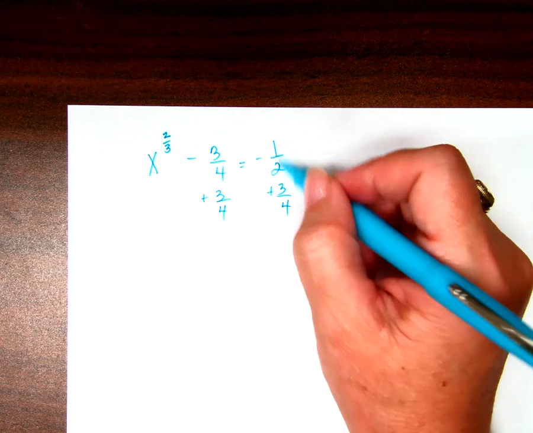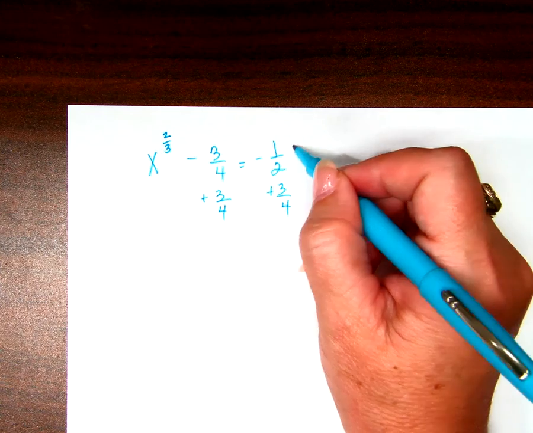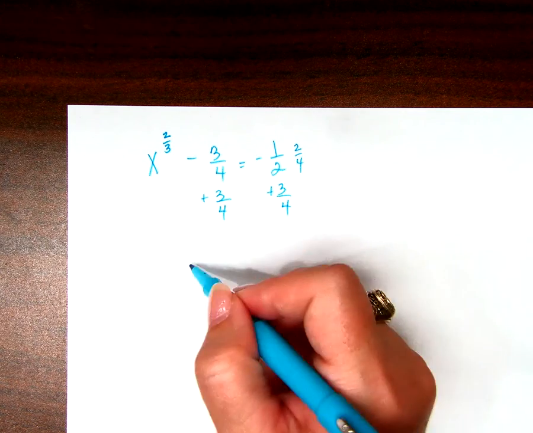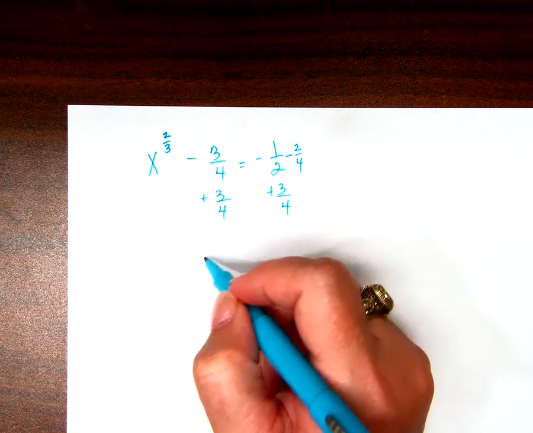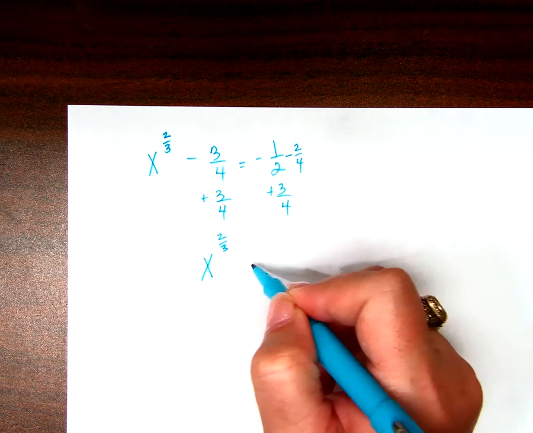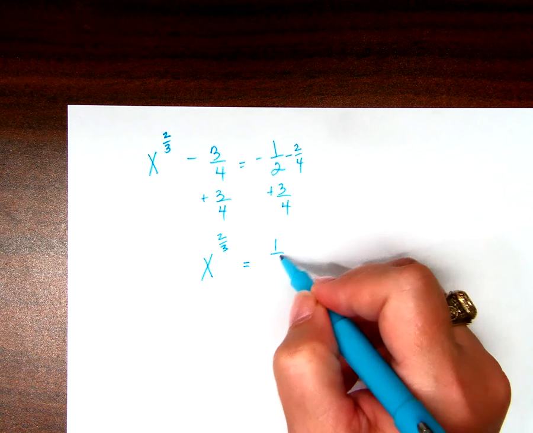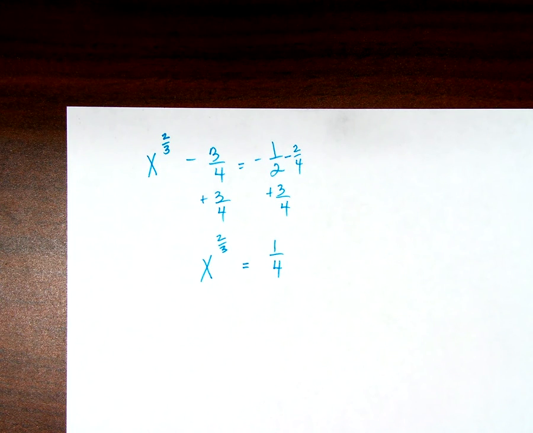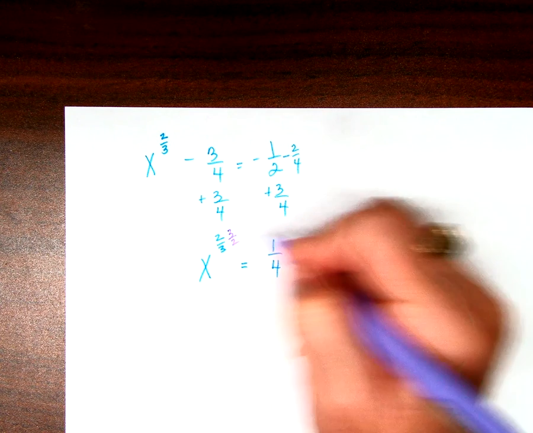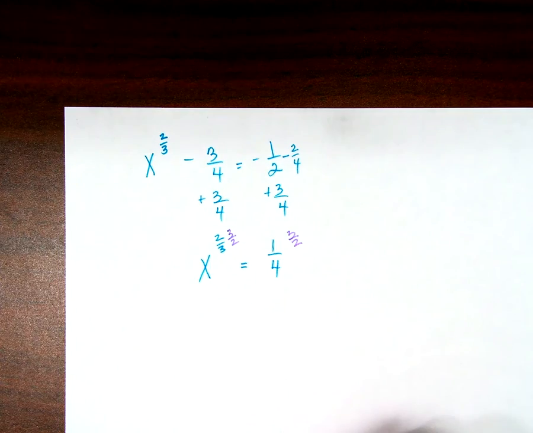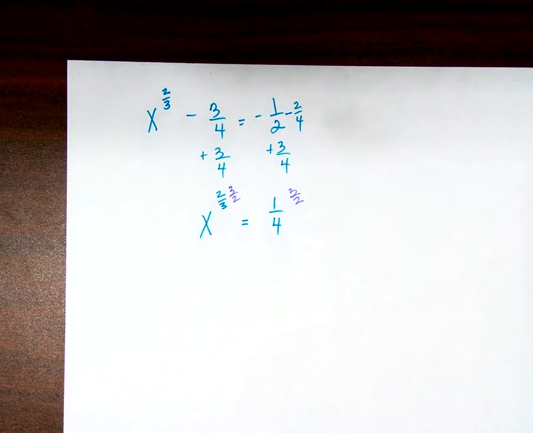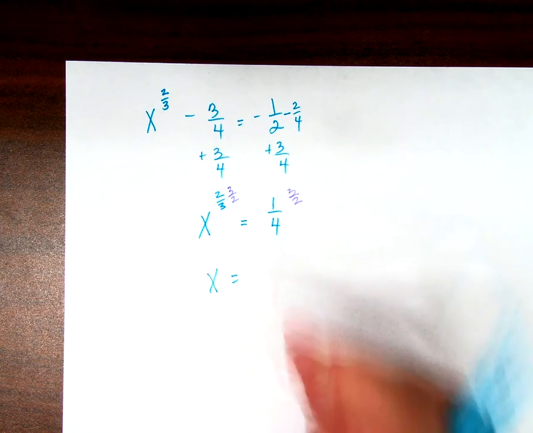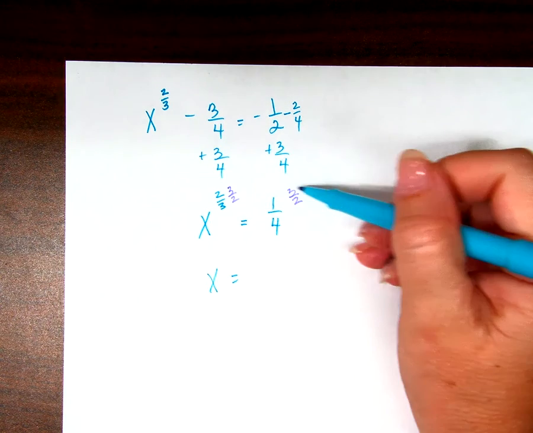Now, isn't 1/2 the same as 2/4? So basically what I have is a negative 2/4 and a positive 3/4. So 1/4. Okay? Now how do I get rid of that exponent? So I raise both sides to the reciprocal of that power. On this side I just get x. But in this problem it's a little bit different, right? Because the top is the power and the bottom is the root.